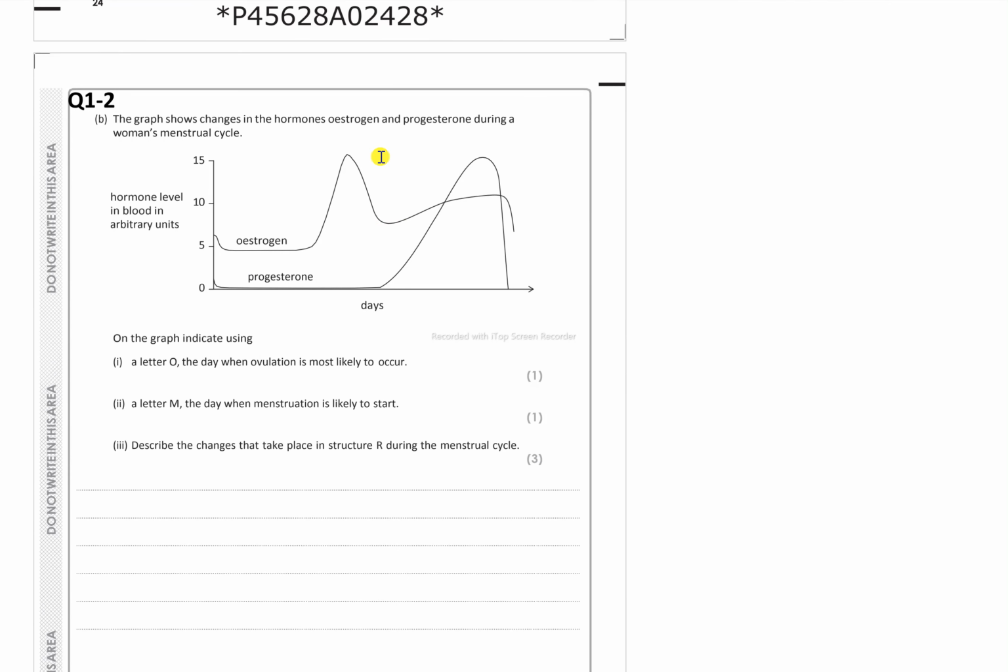Right. This is the bit I always get confused with. So this is the hormonal changes during a woman's menstrual cycle, in particular estrogen and progesterone, and these are from the ovaries.